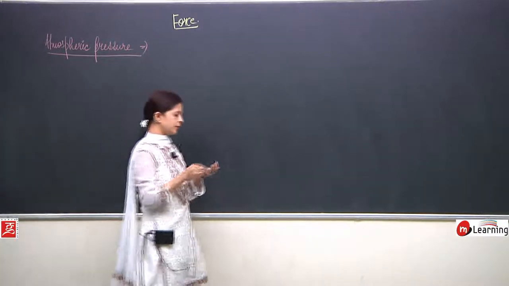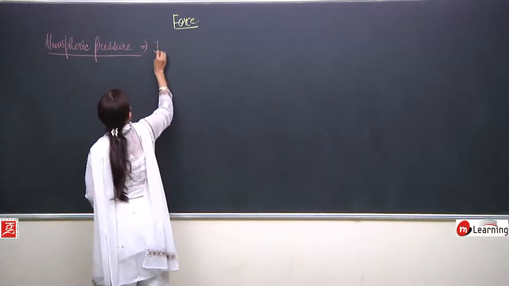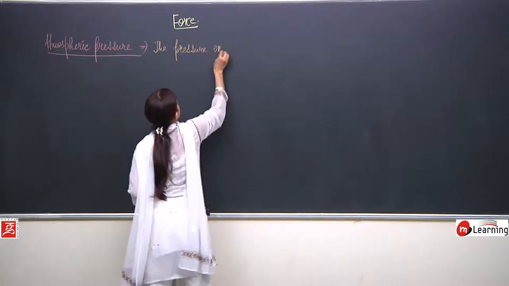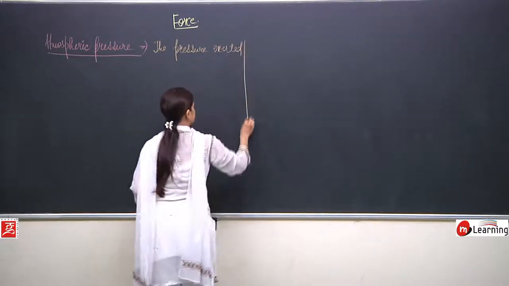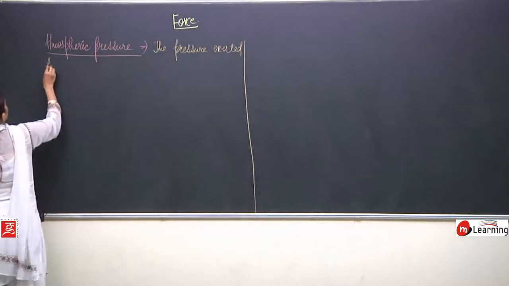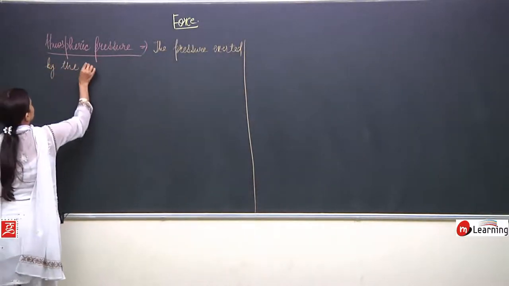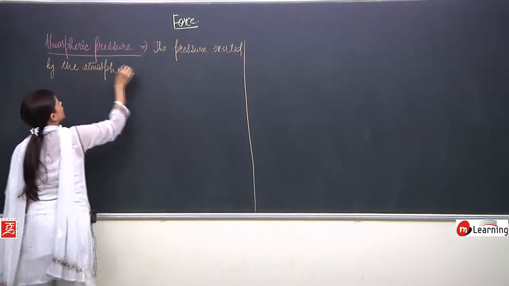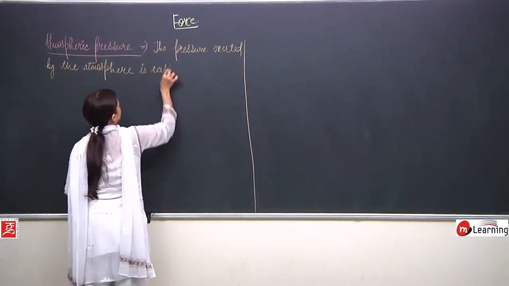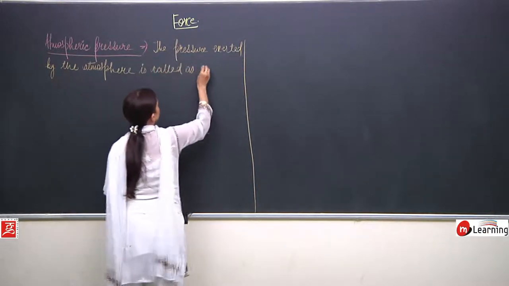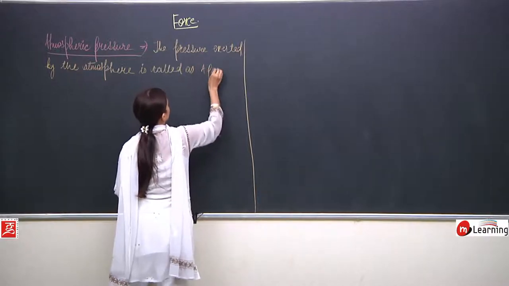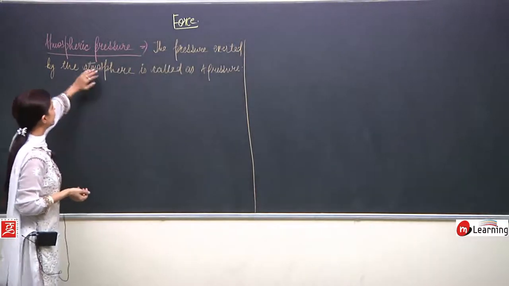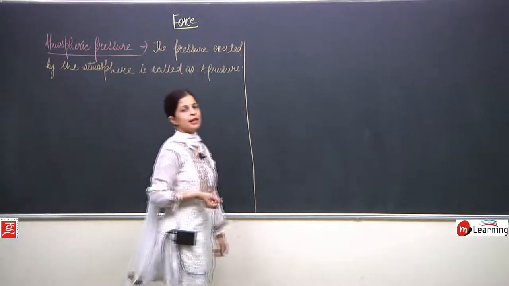So we will also write the definition first, and then we will discuss the pressure. The pressure exerted by the atmosphere is called atmospheric pressure. Okay, so what I have written is: the pressure exerted by the atmosphere is called atmospheric pressure.